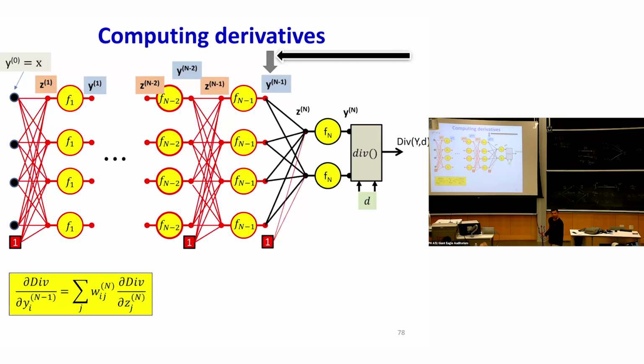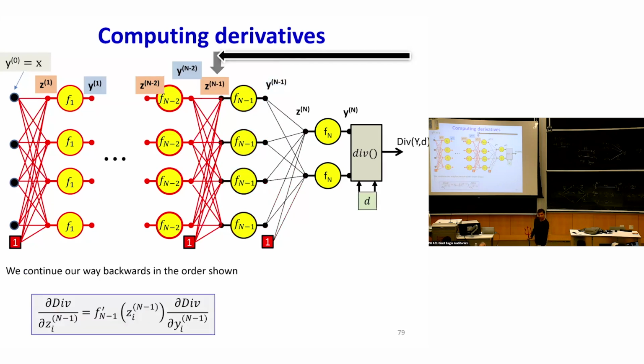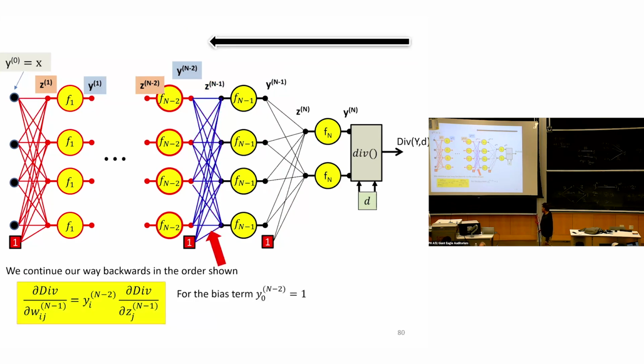in the penultimate layer. And once I have done that, I can use those to take a step back and compute the derivatives for the z's, the affine terms, simply by multiplying the derivative for yi by the derivative of the activation functions. And then once I have those, I can take a step back, compute the derivatives for the weights. And the derivative, again, for any weight wij for the n-1th layer is the derivative of the divergence with respect to zj for the n-1th layer times the yi for the n-2th layer. And so I have the derivatives for the weights.